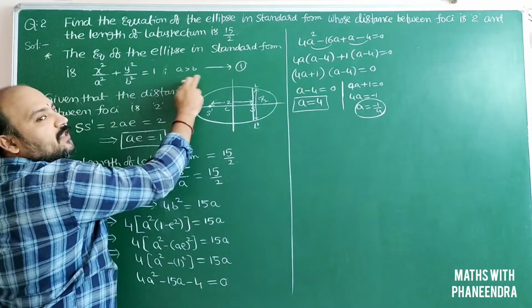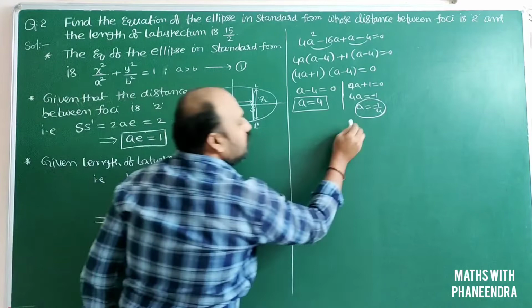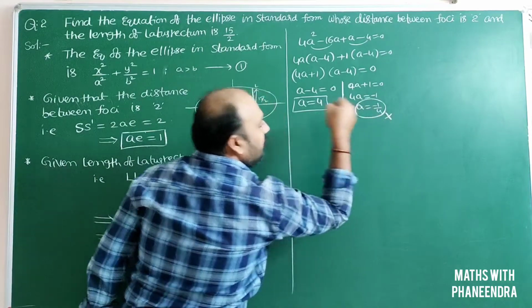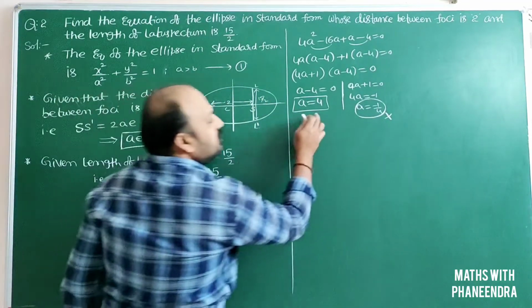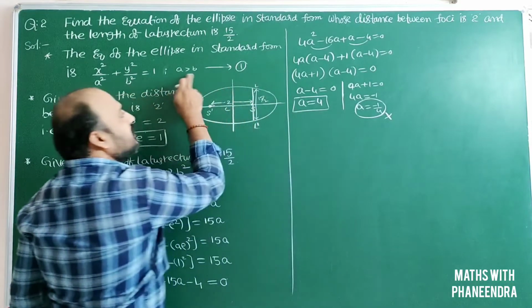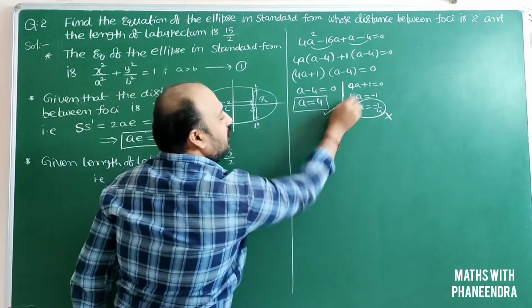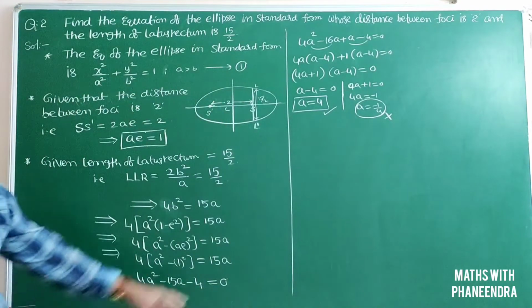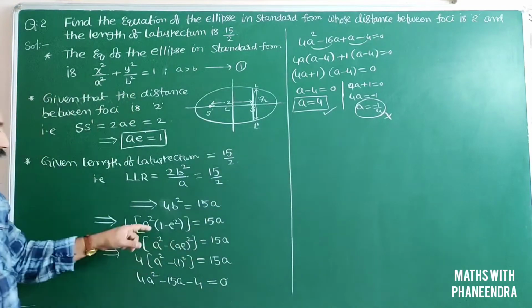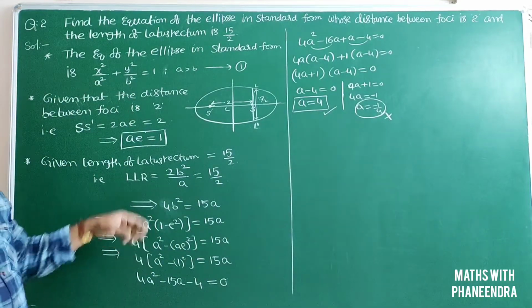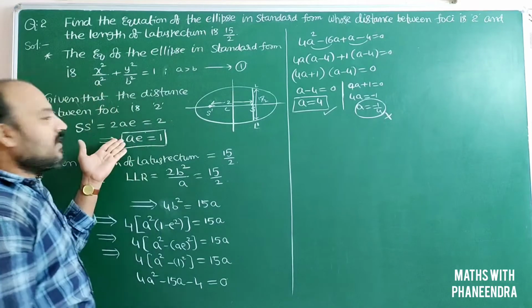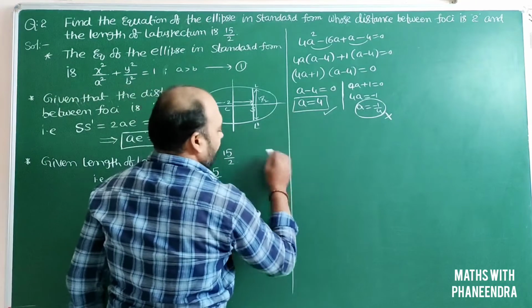Here a is greater than b but also greater than 0. So since a equal to minus 1 by 4 is not possible, since a is greater than 0 and b is greater than 0. So a is equal to only 4 is possible value. After getting the value of a, we need to calculate b square value. Why? Because eccentricity, ae value is there, no? So a value we got it.